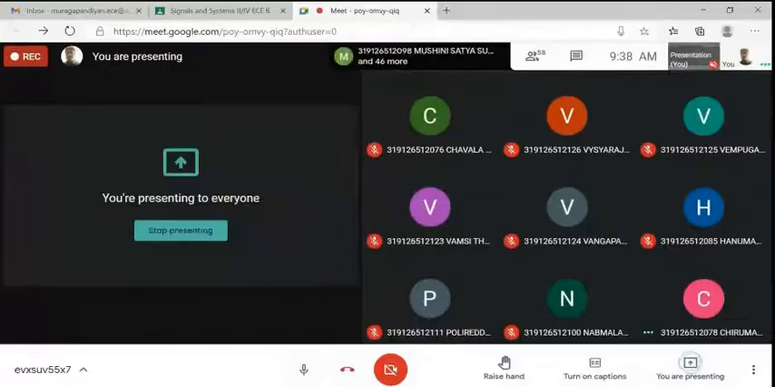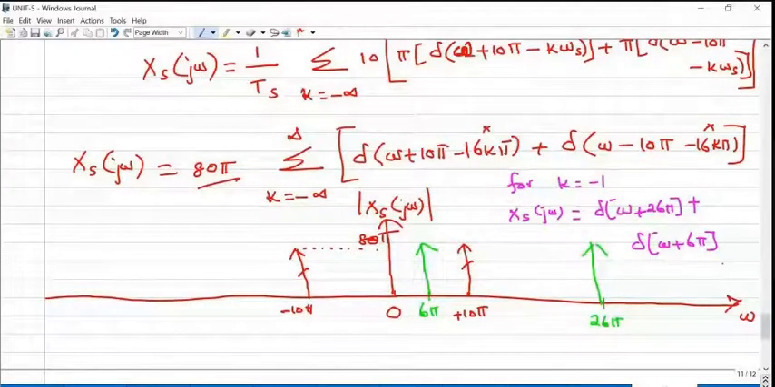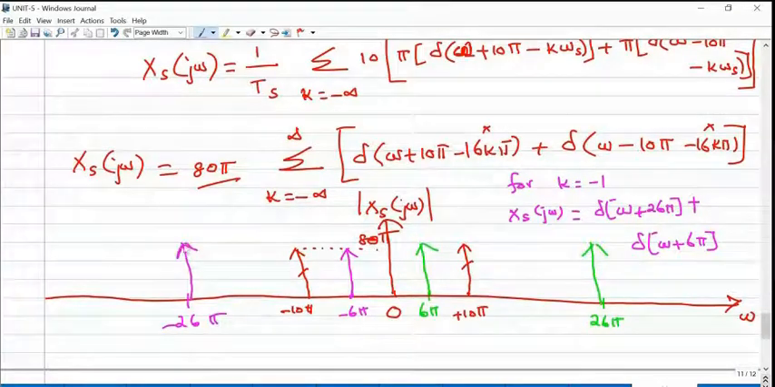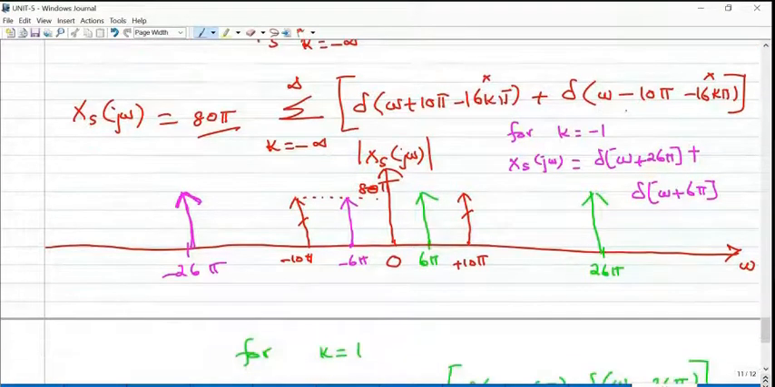Now plot this. How to plot it? ω plus 6π, where to plot? Plus means the signal started in advance. Next, ω plus 26π. Let's say for example this is 26π. So this is the magnitude spectrum of the sampled signal as per the given sample rate. This is not the Nyquist sample rate. As per the given sample rate, if we try to plot, this is the magnitude spectrum.